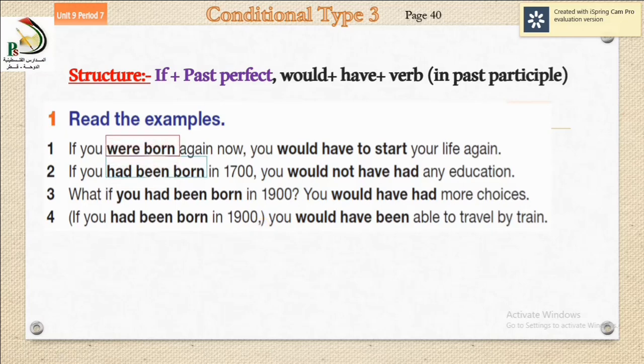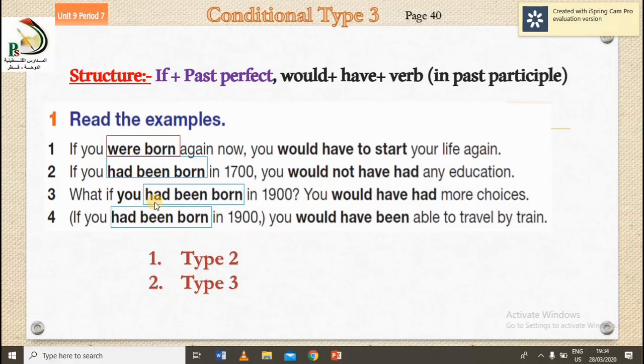If you were born, you were born is past simple, but you had been born is what? Past perfect. This is your past perfect in conditional type 3. But if you had been born, past perfect. Fourth one, same. So what do you think? What are they? 1 and 2. The first one is type 2 because it is past simple, and then we have would.